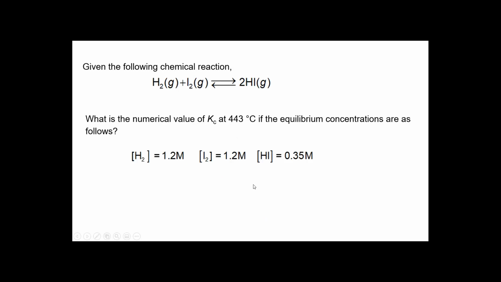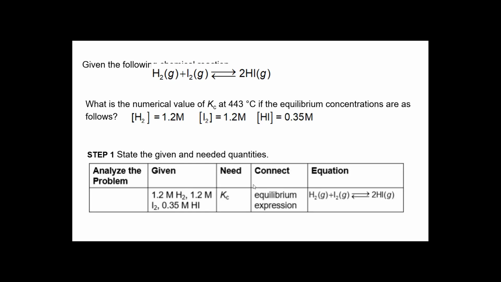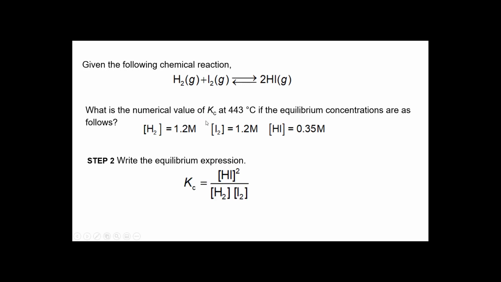Now let's do another one. What is the numerical value of the equilibrium constant at 443 degrees Celsius if the equilibrium concentrations are as follows? They're giving us, even broken down into concentration brackets, the molarity for these substances. The next thing we need to do is plug everything in. We have our information of the molarities and the substances. We need the equilibrium constant formula, and we have the balanced equation. So let's start plugging everything in.